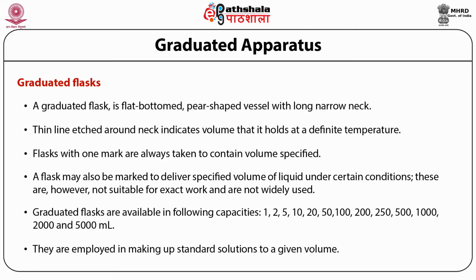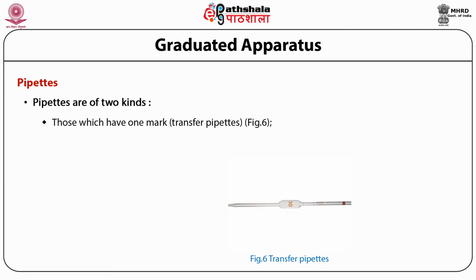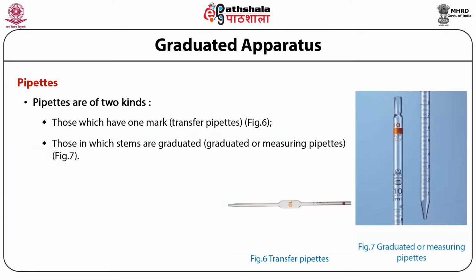Pipettes. Pipettes are of two kinds. Number one, those which have one mark and deliver a small constant volume of liquid under certain specific conditions, which are known as transfer pipettes, as shown in figure 6. Another type of pipettes are those in which the stems are graduated and are employed to deliver various small volumes at discretion, known as graduated or measuring pipettes, as shown in figure 7.